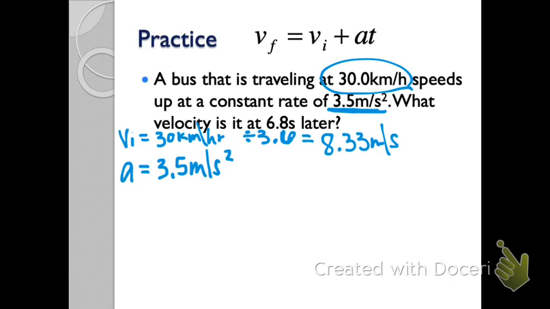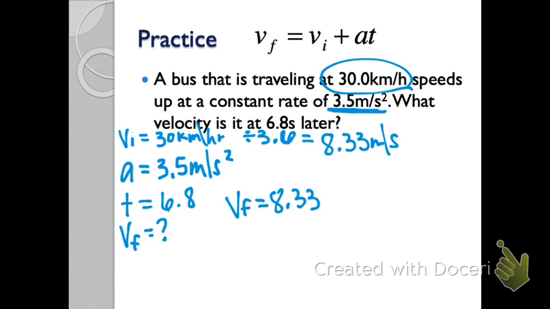So kilometers per hour to meters per second: 8.33. That's my initial velocity. I've got a time of 6.8. And I'm solving for what variable? V, F, right? That's my question mark. Then I plug the numbers in. That's it. VF equals 8.33 plus 3.5 times time.